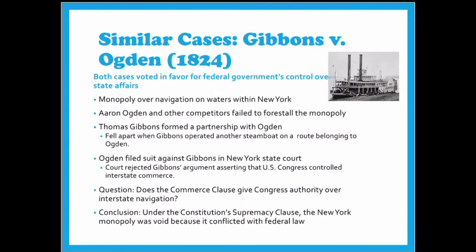Similar cases to McCulloch versus Maryland are important to understand the connection between them. So one is Gibbons versus Ogden in 1824. And what's important to think about here is that both cases voted in favor of the federal government's control over state affairs.